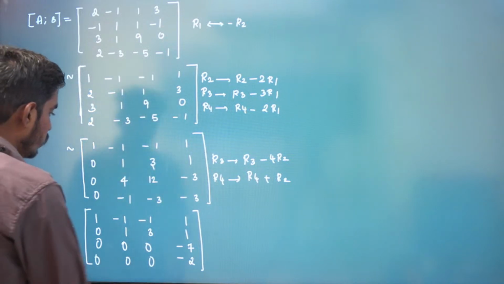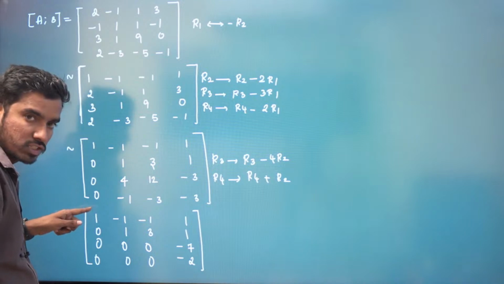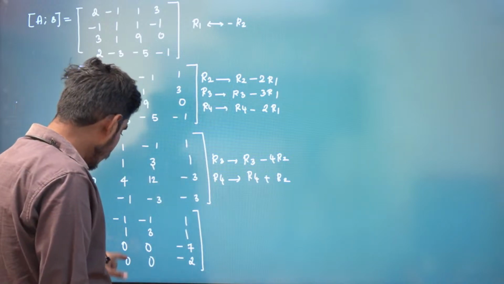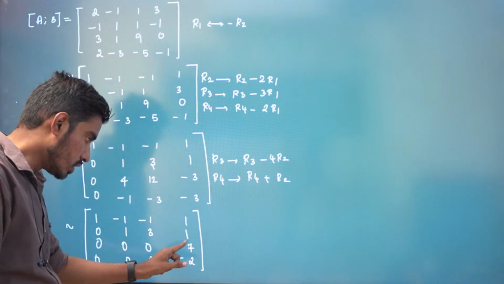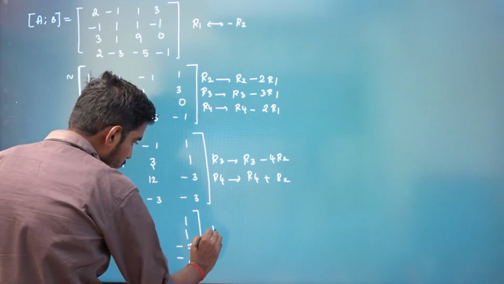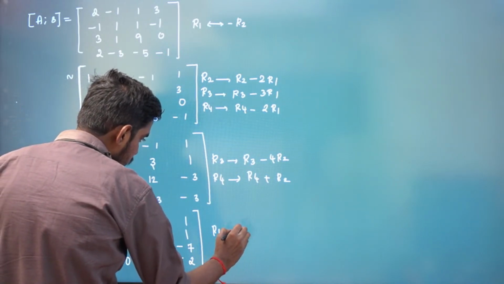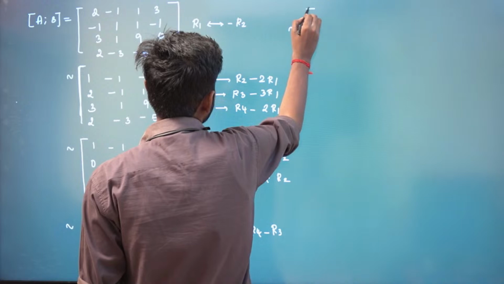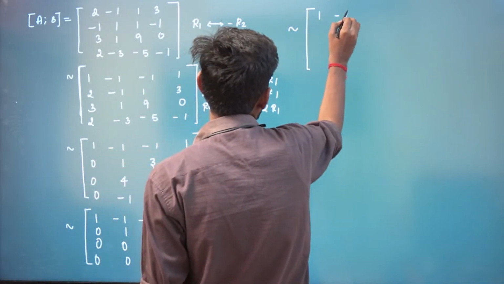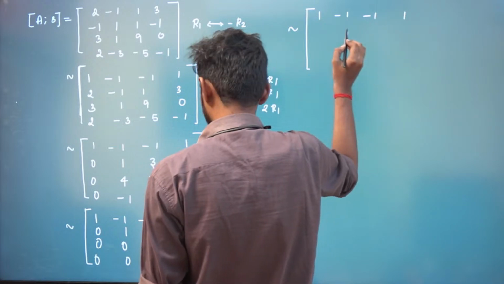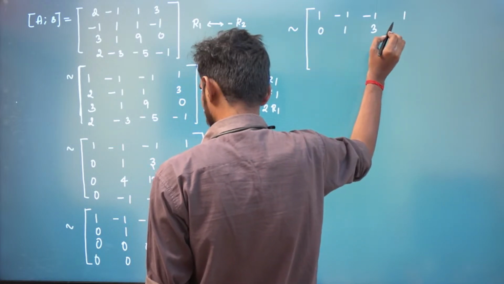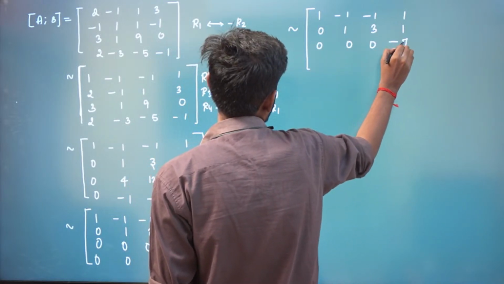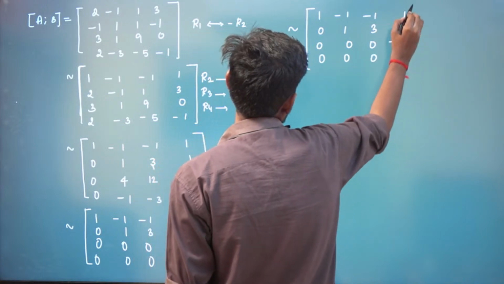Right? Now we will make this element as 0 because first row, first non-zero element, below that everything is 0. Second row, first non-zero element is 1, below that everything is 0. Third row, first non-zero element is minus 7, below that it is not 0. So we will make R4 as 7 times R4 minus R3. So this reduces to 1, minus 1, minus 1, 1; 0, 1, 0, 1, 3, 1; 0, 0, 0, minus 7; 0, 0, 0, 0.